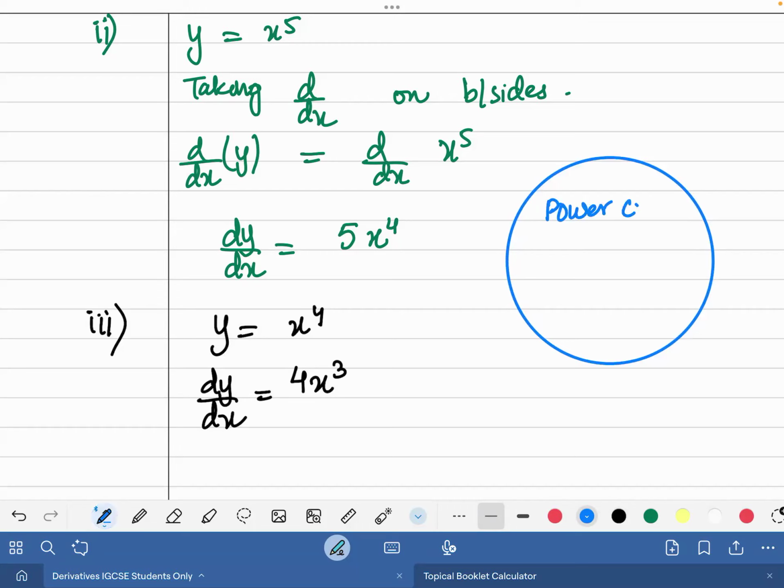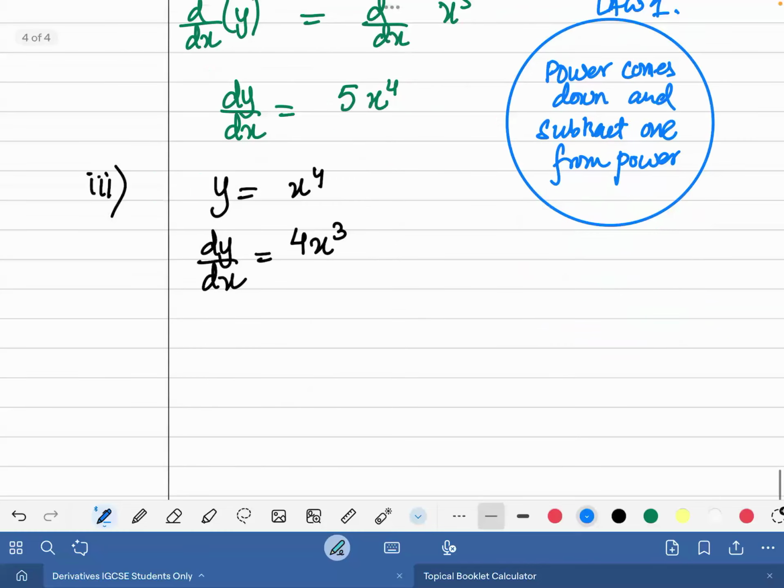Power comes down, and subtract 1 from the power. That is law number 1. Let's do some more practice.